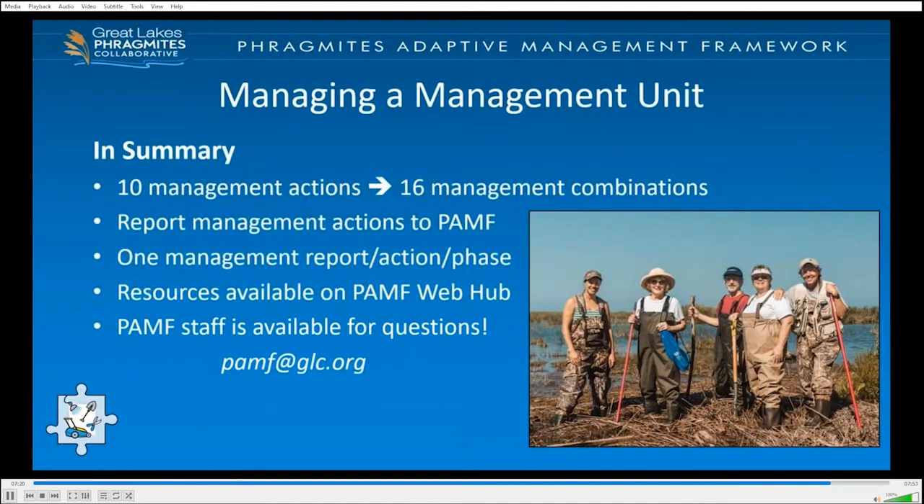However, if one action is applied multiple times during a phase, for example, it took multiple days to spade an entire management unit, only one report is required for that phase. There are resources available on the PAMF Web Hub to help participants make implementation decisions. And as always, the PAMF staff is available to answer any and all management questions. You can reach us at pamf@glc.org.